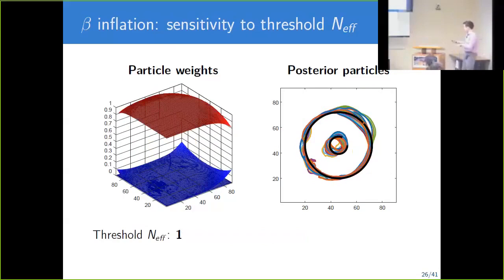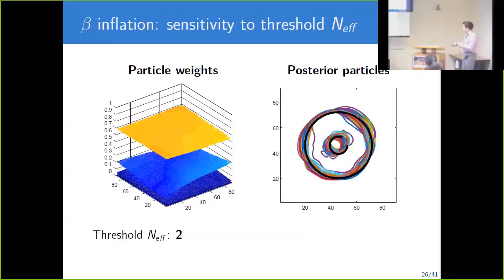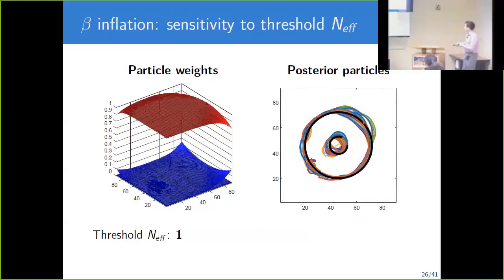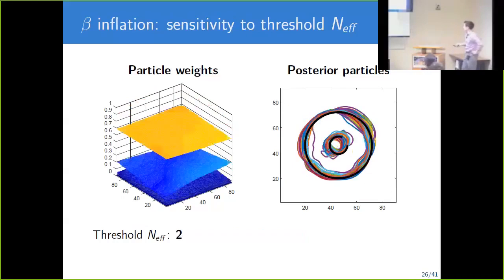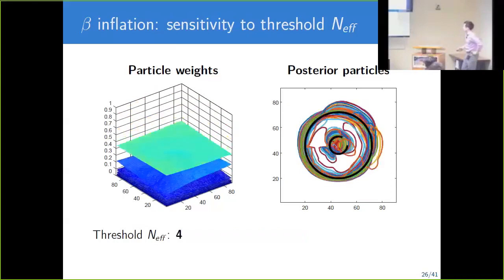No inflation through beta. Then I'm going to introduce a little bit of extra posterior spread by increasing this effective ensemble size. Here, just going from NEFF of 1 to 2, you see a pretty big difference in the posterior spread in your samples, and also in the way the weights are going to be represented. And you can go all the way up to, say, about 4, and you can see that this method is going to just gradually increase the spread in your ensemble. It gives you some extra handle on how large your posterior spread is going to be, just like various inflation mechanisms that we use for ensemble Kalman filters.